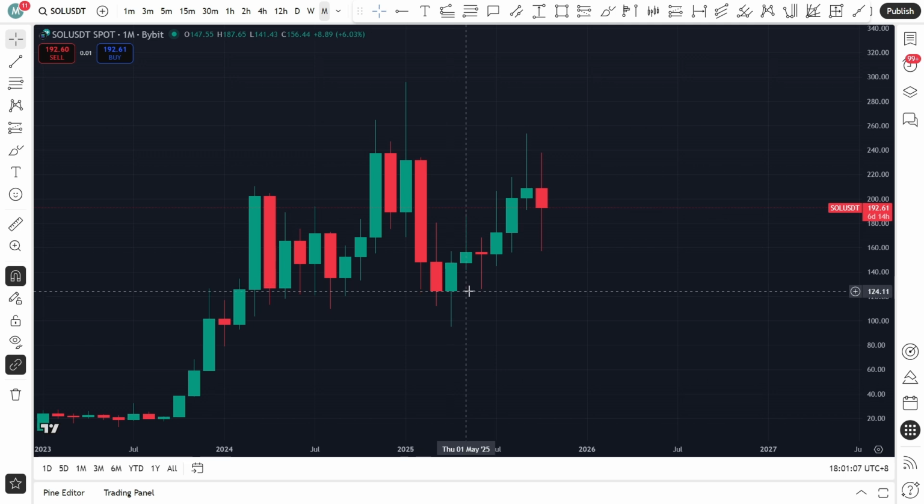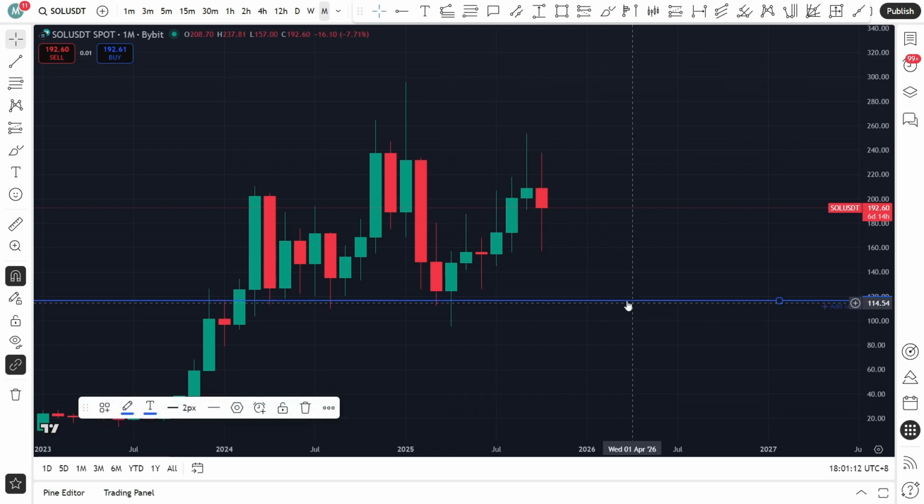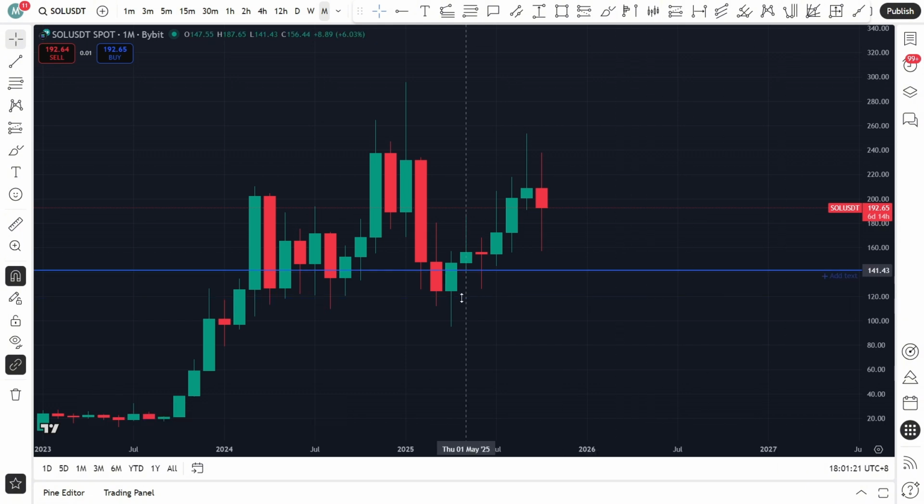So a pro tip, if you're using TradingView, just press Alt H to get a horizontal line out. You can use different colors for each time frame. For me, I use blue for monthly, green for weekly, and red for daily. So your chart stays clean and easy to read. So I set the monthly support here.